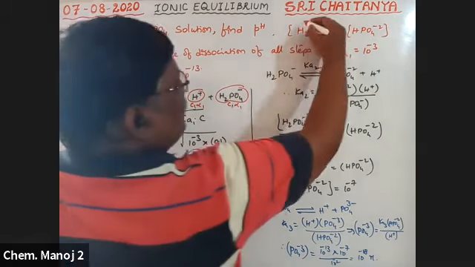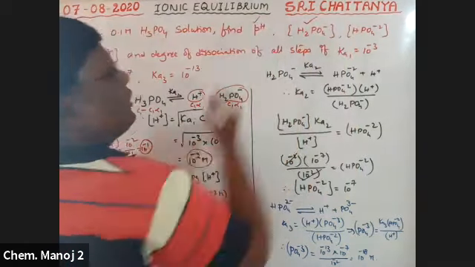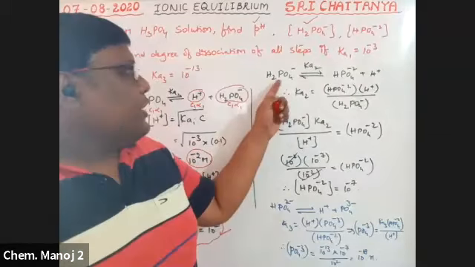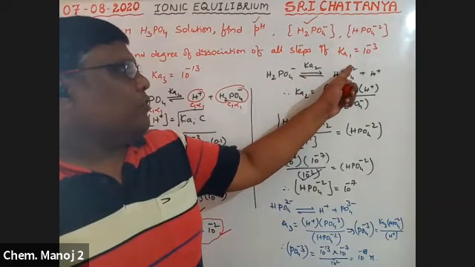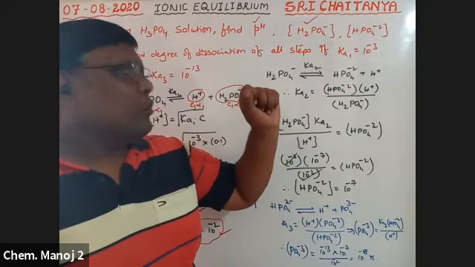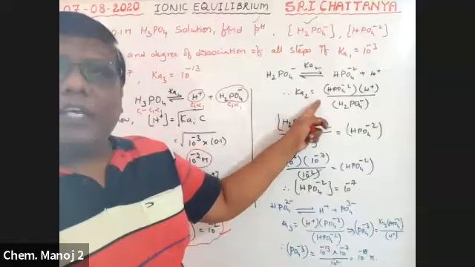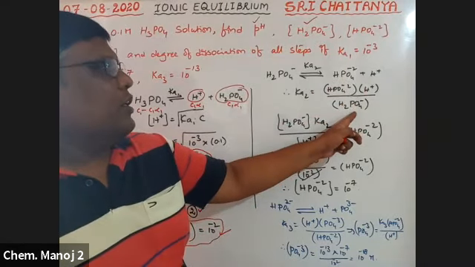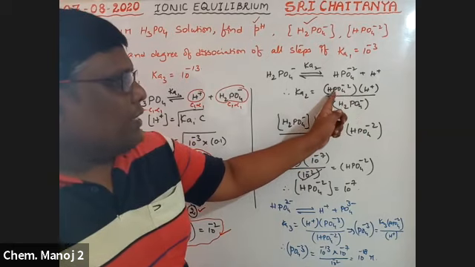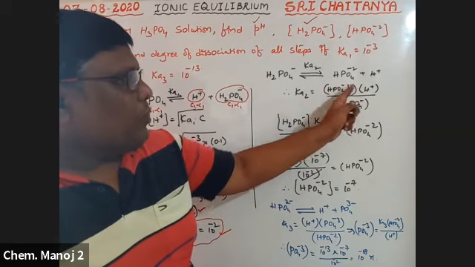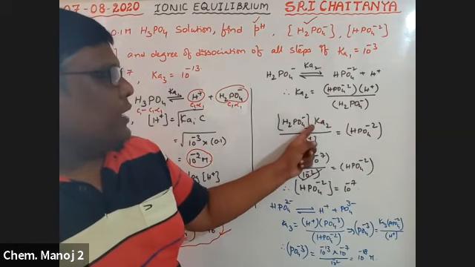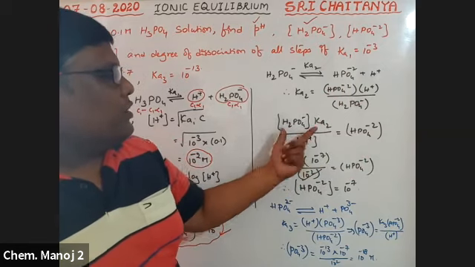That means H2PO4⁻ concentration and pH are calculated. Next, second step. H2PO4⁻ dissociates into HPO4²⁻ and H⁺. Here Ka2 is equal to products' concentration product divided by reactants' concentration product. So here our target is calculation of this HPO4²⁻. That HPO4²⁻ is equal to H2PO4⁻ into Ka2 by H⁺.